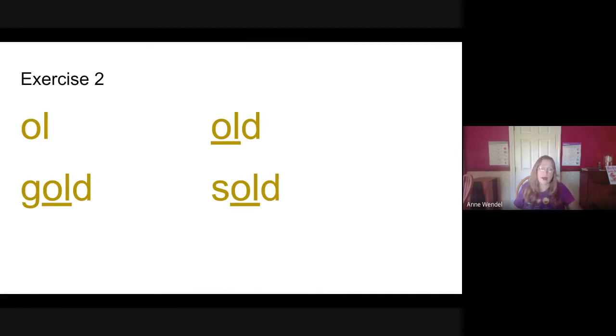This is a new vowel pattern. An O and an L together make the sound ol. What sound? Yes, ol. These words all have the sound ol. In the first word, what is the underlined sound? Yes, ol. What's the word?